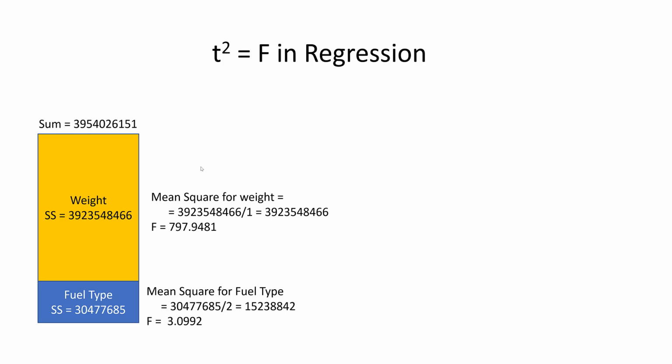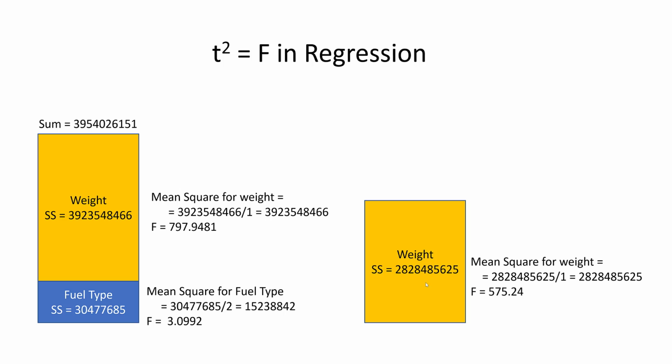Now if we reverse this and bring in weight first, and you can run this in R, you will see that the sum of squares attributable to weight is different.